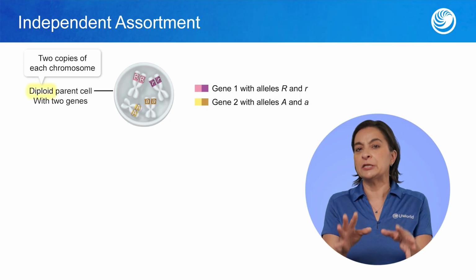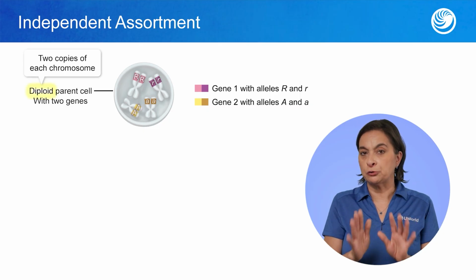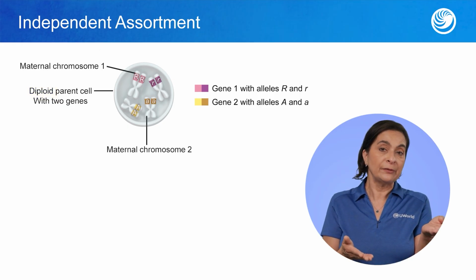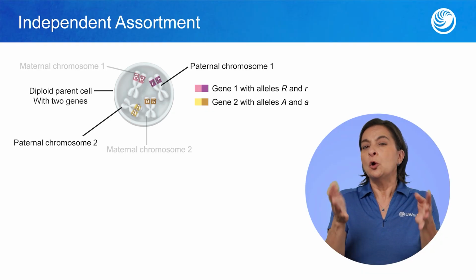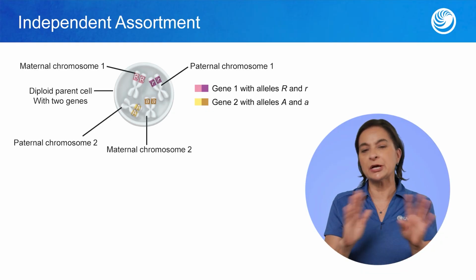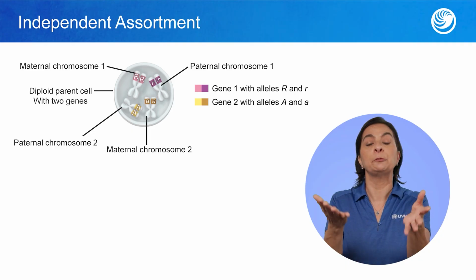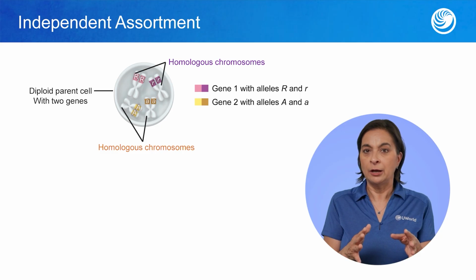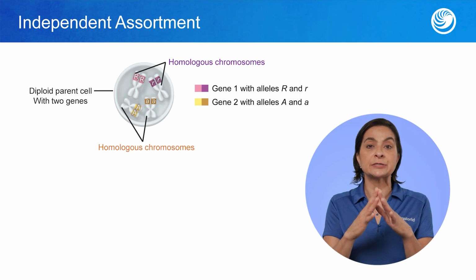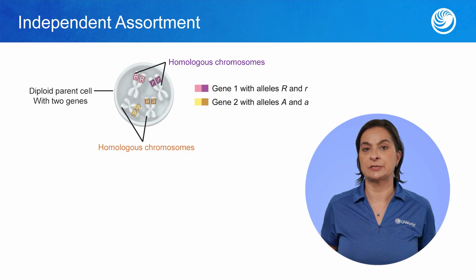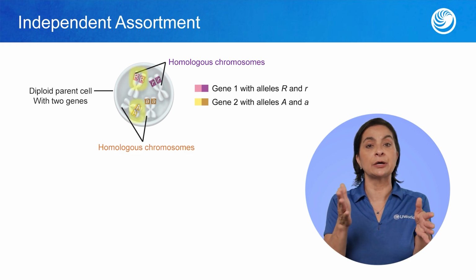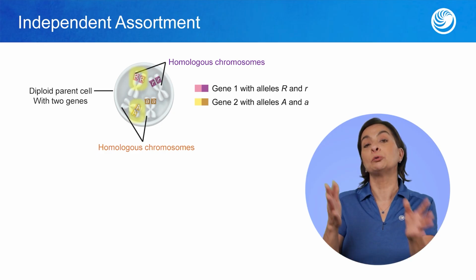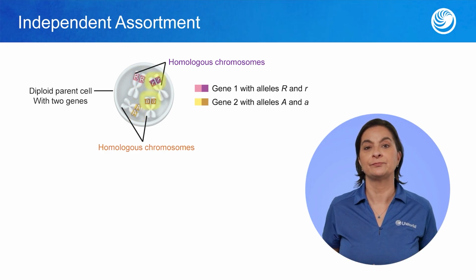Remember that meiosis begins with a diploid cell, so each chromosome exists in 2 copies, one derived from this individual's mother and one from the father. Which chromosome comes from which parent doesn't really matter for this example. These have just been randomly assigned to illustrate the point. Each chromosome pair is called a pair of homologous chromosomes, and this parent cell happens to carry a dominant allele of each gene on one of the homologous chromosomes and recessive alleles on the others.